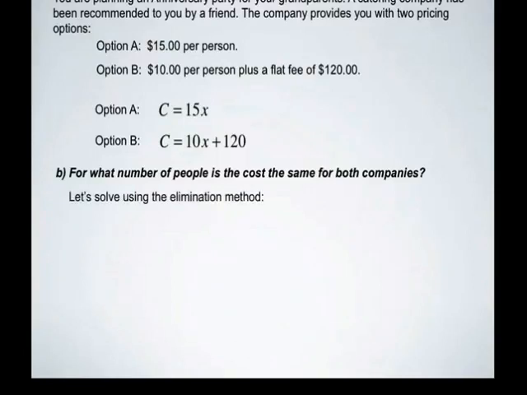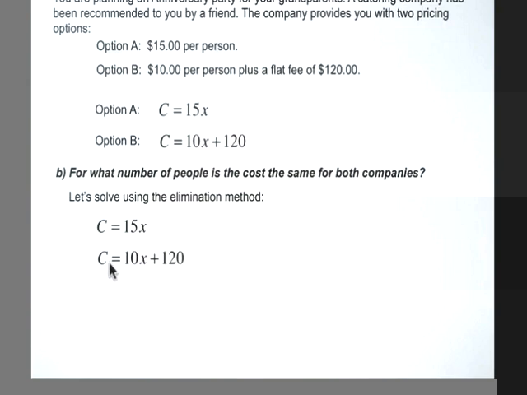Now what we have to do is solve this linear system, and we're going to use the elimination method here. So we have c equals 15x and c equals 10x plus 120. And we have a coefficient of 1 on both the c variables. So we're going to subtract these two equations.